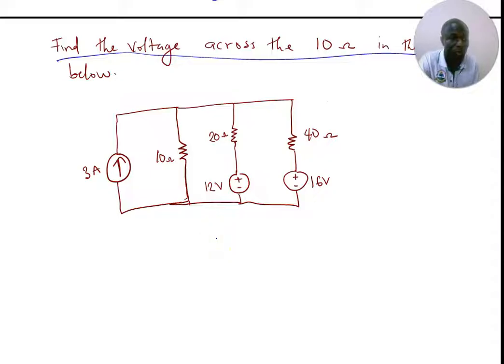There are so many ways of doing it, but I'm going to show you the simplest way. First of all, find the current flowing through this resistor. Once I'm able to find the current flowing through this resistor, I can multiply it by 10. That is V equals I multiplied by 10, to get the voltage in the 10 ohm resistor. And how do I find the current here? I'm going to apply the source transformation.